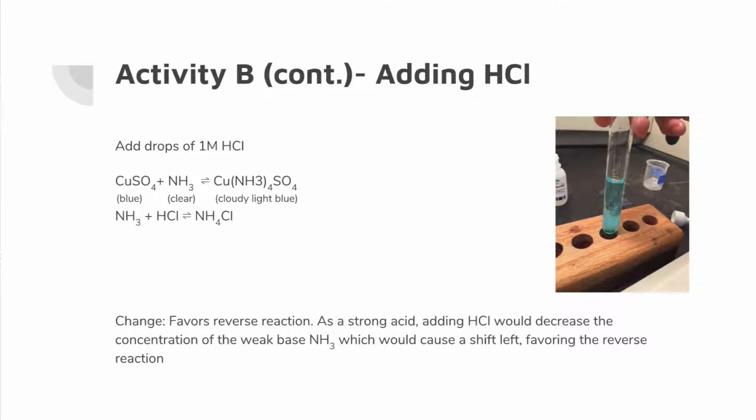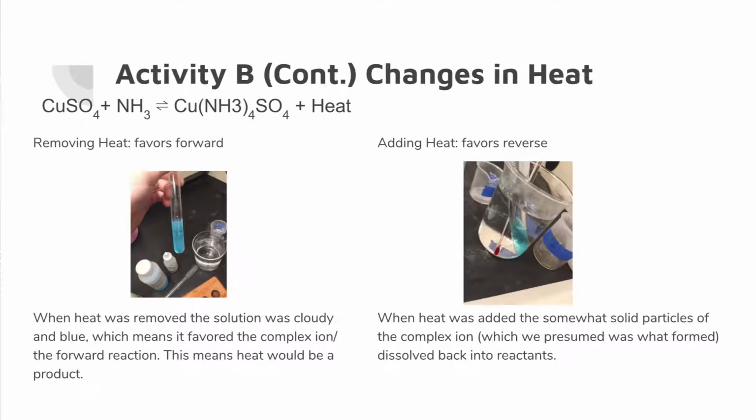So the changes we actually observed from this experiment was a color change back to a less opaque blue, which means adding HCl favors the reverse reaction. This makes sense because adding the hydrochloric acid would decrease the concentration of the strong base ammonium hydroxide, causing a shift left. Basically, you could think of the ammonium hydroxide as the OH⁻ concentration and the HCl as the H⁺ concentration. For changes in heat, we both removed and added heat.